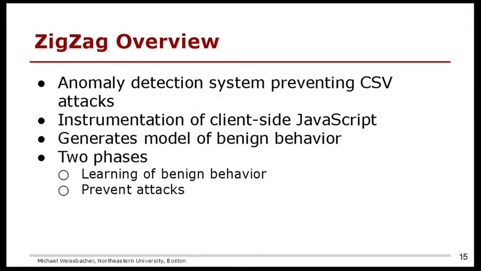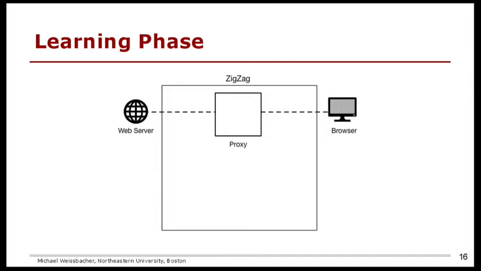Okay, so an overview of our system. This is an anomaly detection system that is preventing client-side validation vulnerabilities in the browser. We're doing this by instrumenting the JavaScript code, so we are rewriting these programs. And this acts in two stages. First, we are learning a model of benign behavior while the user is executing these sites. And then later, we can use this model of benign behavior to prevent attacks in the browser.